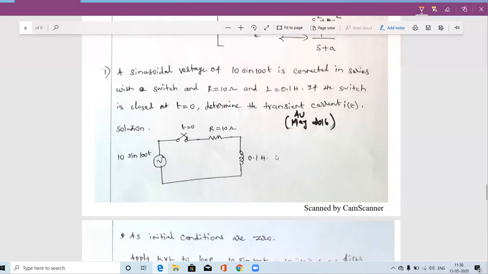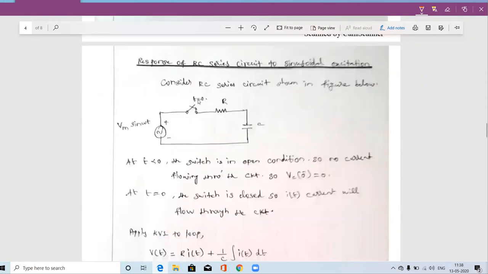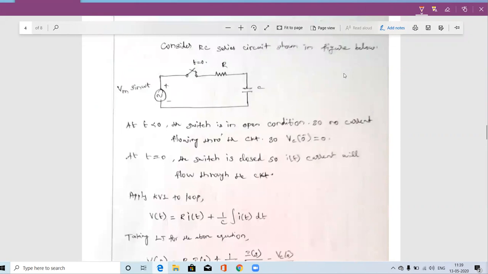Okay, similarly, we are going to derive the next one: response of RC circuit to a sinusoidal excitation. Now we have seen the RL circuit. Similarly, we are going to discuss the response of RC circuit to sinusoidal excitation. What is the difference? Instead of the inductor, we have to use one capacitor. Same thing, and at time t equal to 0, the switch is closed.